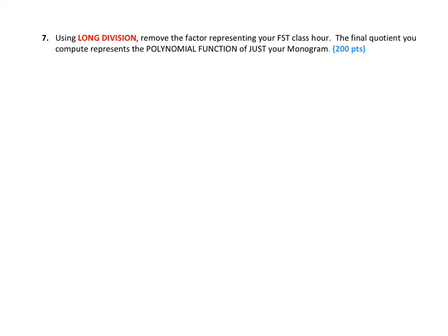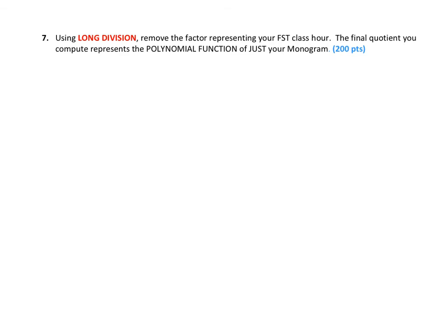Step 7 here is worth 200 points. This is where long division is going to come into play. Again, I recommend just going back to your notes to review the long division part. What I want you to do here is you have your polynomial, which has your numbers that represent your monogram and your class hour. I just want our polynomial to represent just your monogram.